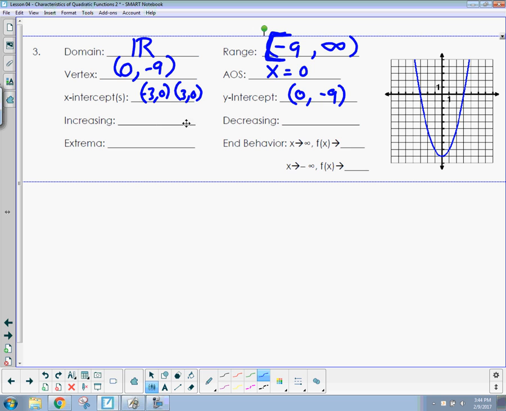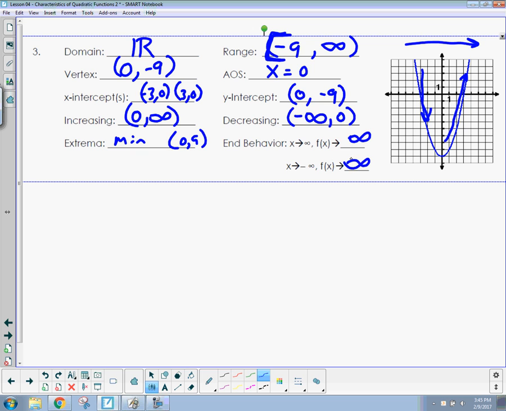Increasing, this is a valley, so this is when it increases, again, reading left to right like you're driving a truck. So 0 to infinity. Decreasing, we're coming from this direction, so -infinity to 0. Extrema will be the min or max. This is a valley, so it's a min, and it's at the vertex. And as x approaches infinity, y is infinity, and it'd be the same for this one as x is going to -infinity, because remember, there's arrows on the skewer. Okay?